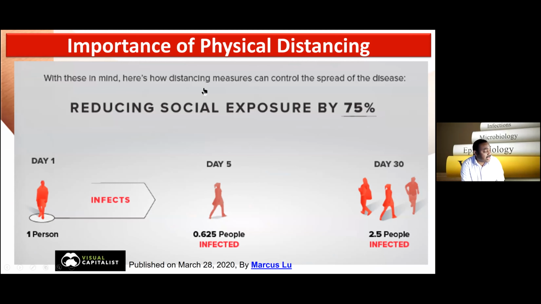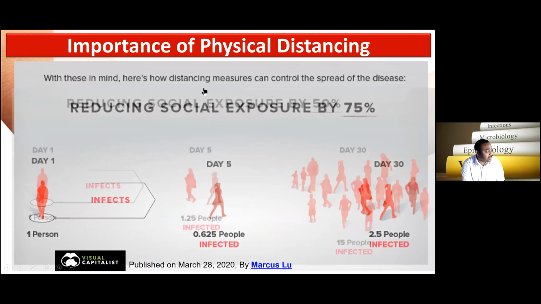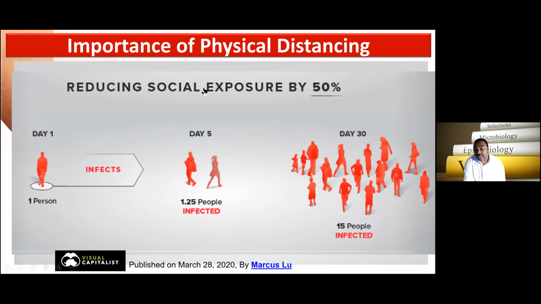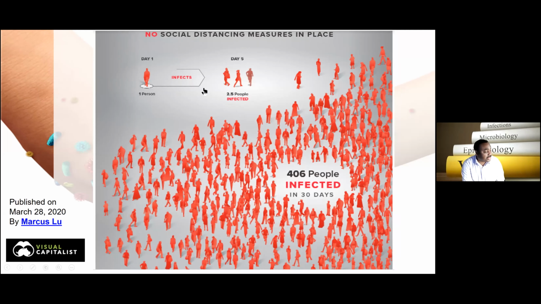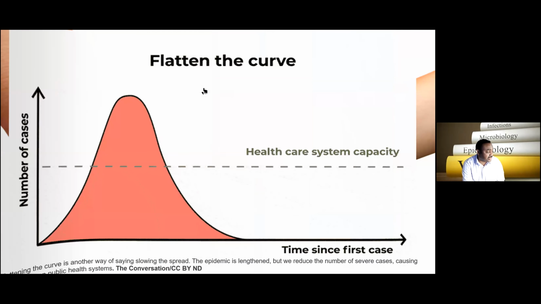As you can see there, if you reduce social exposure by about 50%, you can see that a significantly small number of people get infected. But if you increase that by just 25%, over a 30-day period, you can see that significant increase in the total number of people getting infected. And then if you actually have no social distancing measures, as you can see, a significant population can become infected in a very short period of time. And so that's why the social distancing is important.